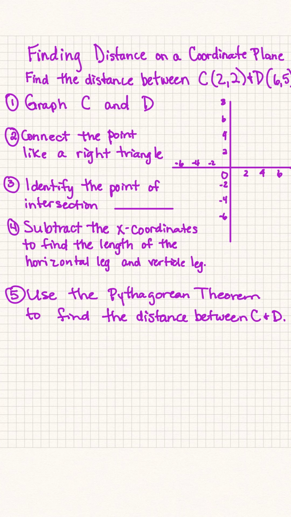So C is going to be (2, 2). So over 2, up 2. So there's point C. And point D is going to be (6, 5). So we're going to go over 6, up 5. That's point D. So the first step is to graph C and D, and that's what we just did. Now we want to connect the points like a right triangle. So we're going to connect here and here.